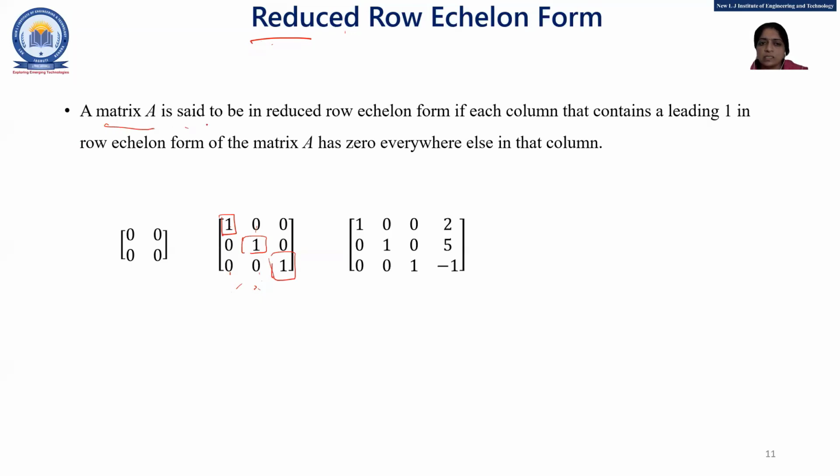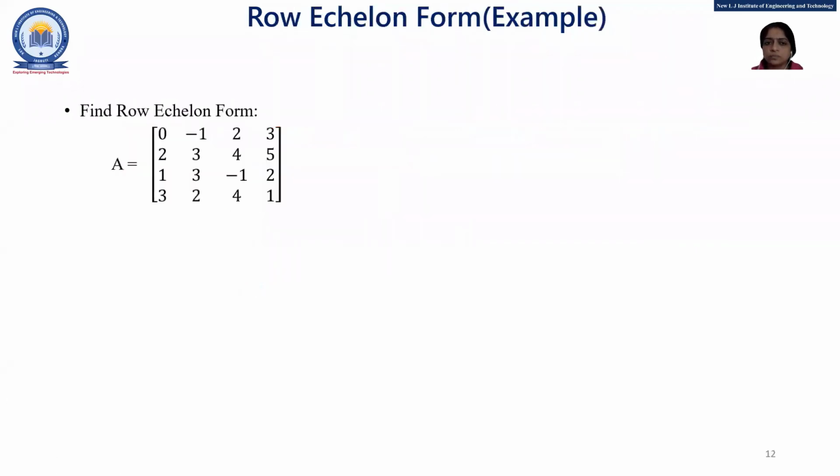A matrix A is said to be in reduced row echelon form if each column that contains a leading element 1 in the row echelon form of the matrix A has 0 everywhere else in that column. Understand? So in every column, if this is the leading element, then except the leading element, every number should be 0. Okay, so let's start an example for better understanding of row echelon form.